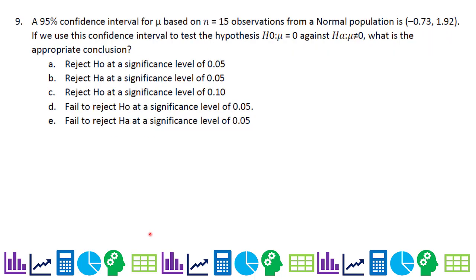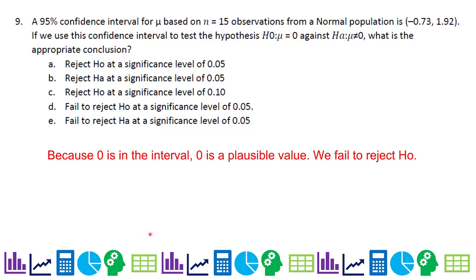Number 9, a confidence interval for mu based on n equals 15 observations from a normal population is negative 0.73 to 1.92. If we use this confidence interval to test the hypothesis, H naught: mu equals 0, and our alternate is that it's not 0, what is the appropriate conclusion? So because 0 is in the interval, 0 is a plausible value. We fail to reject H naught. So that eliminates choices A, B, and C.